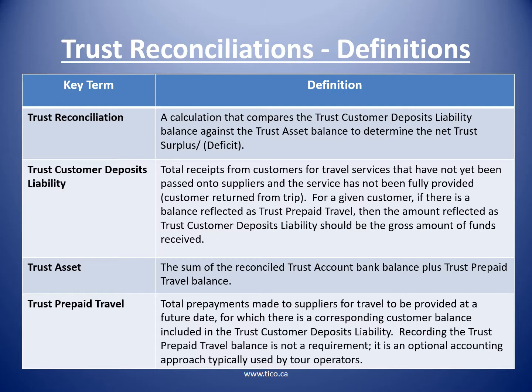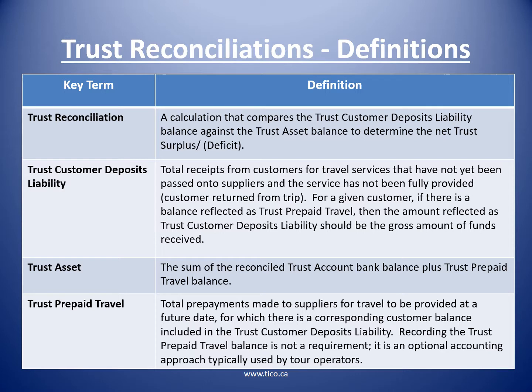Trust customer deposits liability refers to total receipts from customers for travel services that have not yet been passed on to suppliers and the service has not been fully provided, meaning that the customer has not yet returned from their travel. For a given customer, if there is a balance reflected as trust prepaid travel, then the amount reflected as trust customer deposits liability should be the gross amount of funds received.